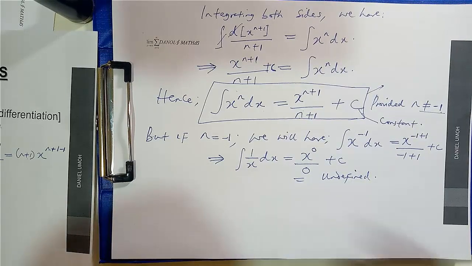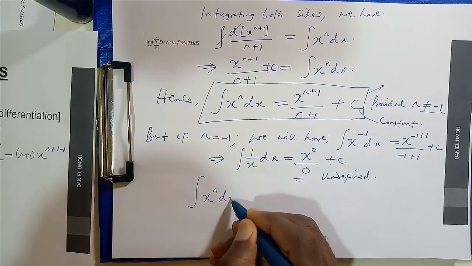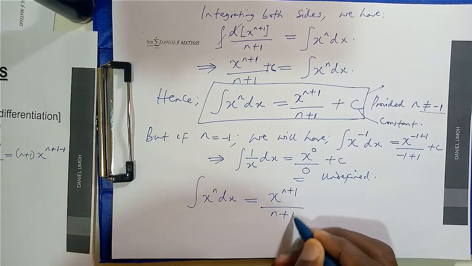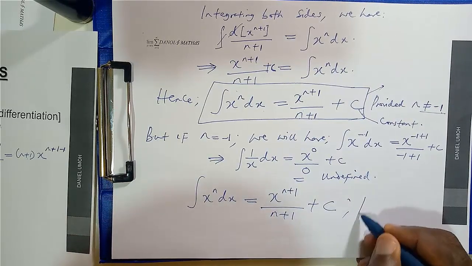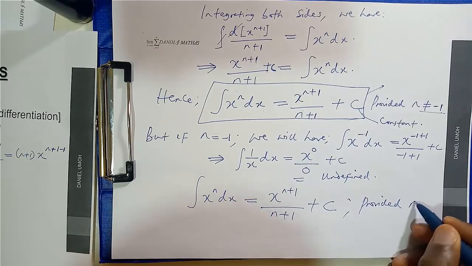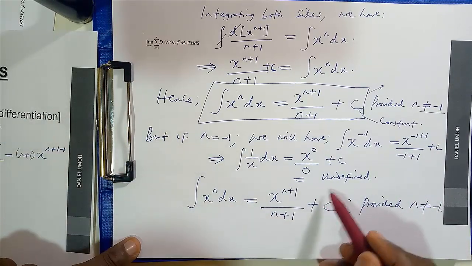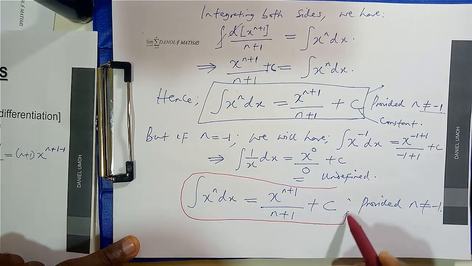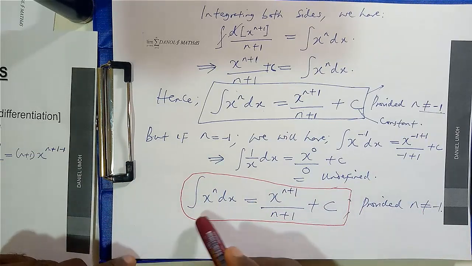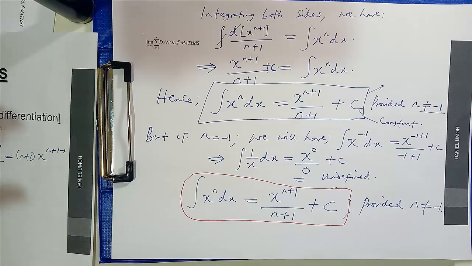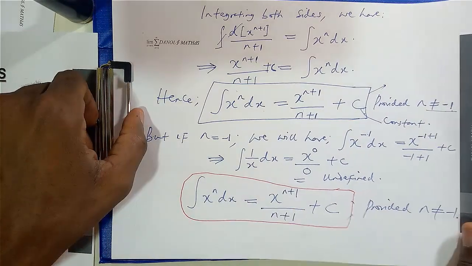That's why we say that the integral of x raised to the power of n dx is equal to x raised to the power of n plus 1 over n plus 1 plus c, provided n is not equal to minus 1. Please, I want you to take note of this formula. This is the formula for the integral of x raised to the power of n, provided n is not equal to minus 1. Okay, how do we now find the case when n is equal to minus 1? How do we solve such an integral?